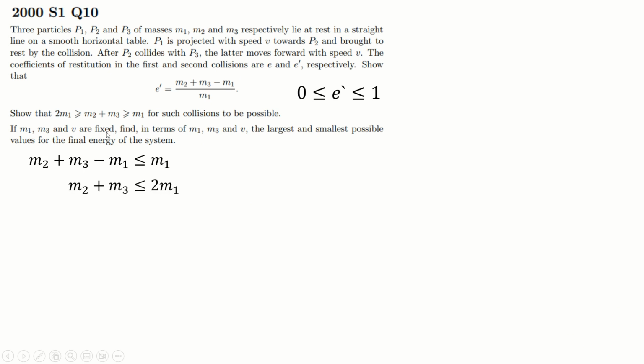Add M1 to both sides, and we end up with this, which is this condition over here. And then the other one, of course, E dash greater than 0, so that just means the numerator has to be bigger than 0.